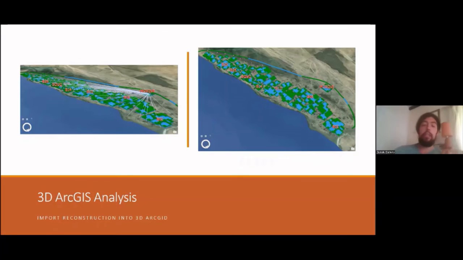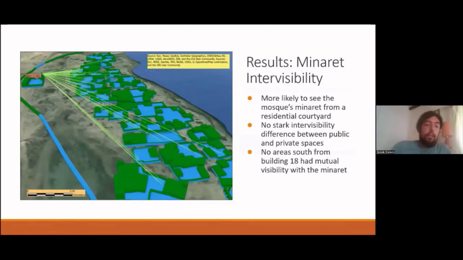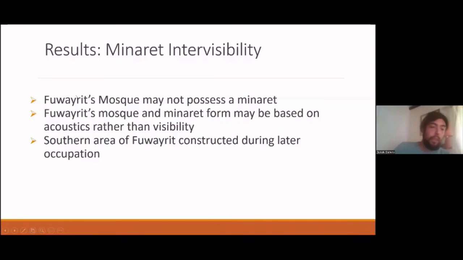Although I conducted several intervisibility experiments, I would like to focus on sharing one of my most interesting results, which comes from the lines of sight connecting an observer from the mosque's minaret and observer points around the town. So an observer would be able to likely see the mosque's minaret from the courtyards of Fuwayrit's buildings rather than from the alleyways. This is apparent due to the extremely low number of unobstructed lines of sight which connected the public streets with the minaret observer point.